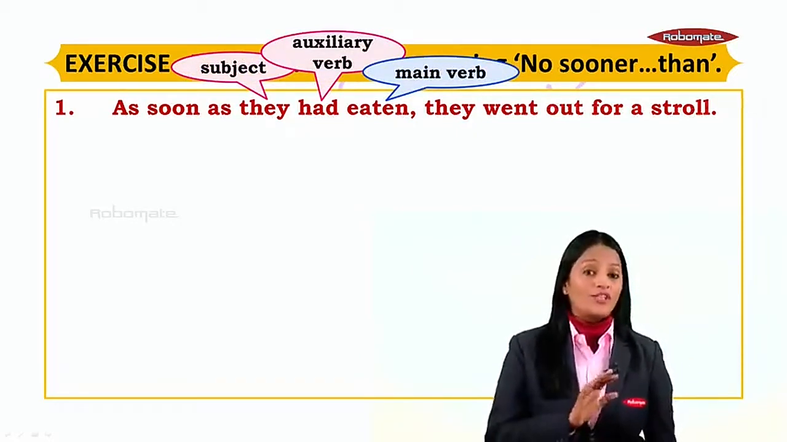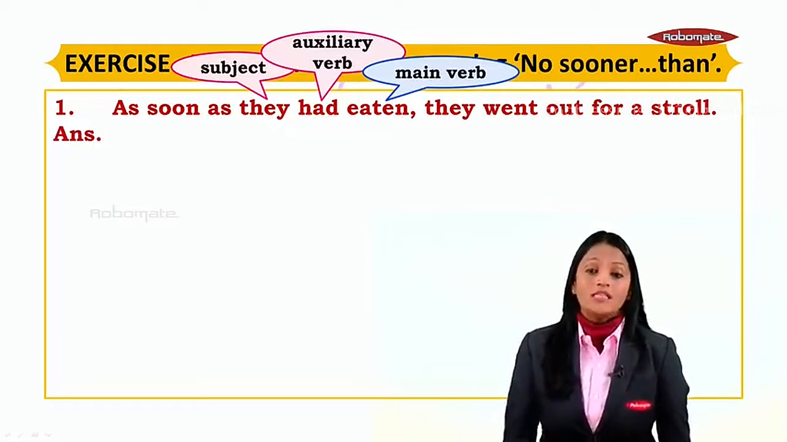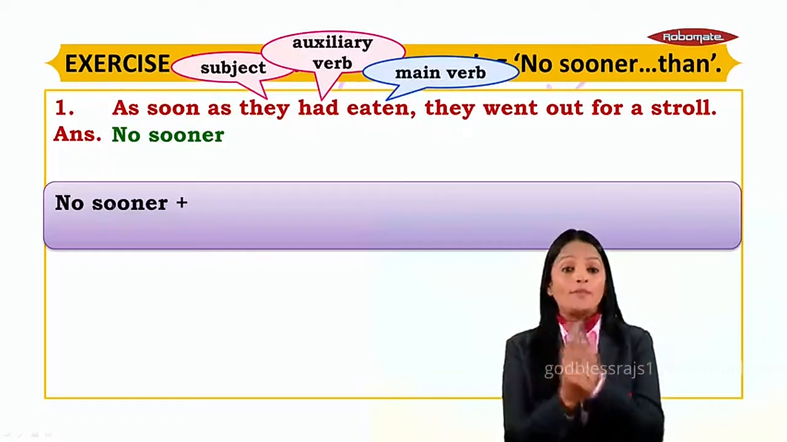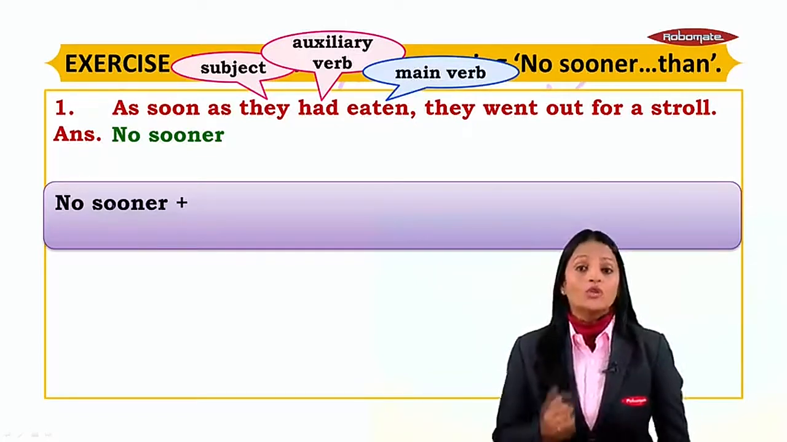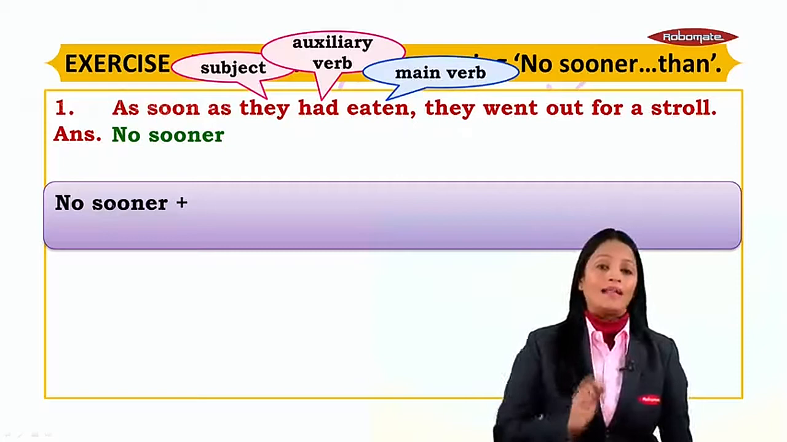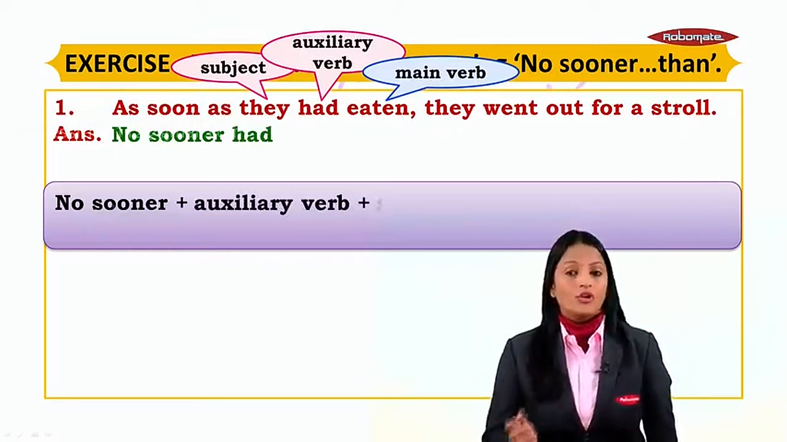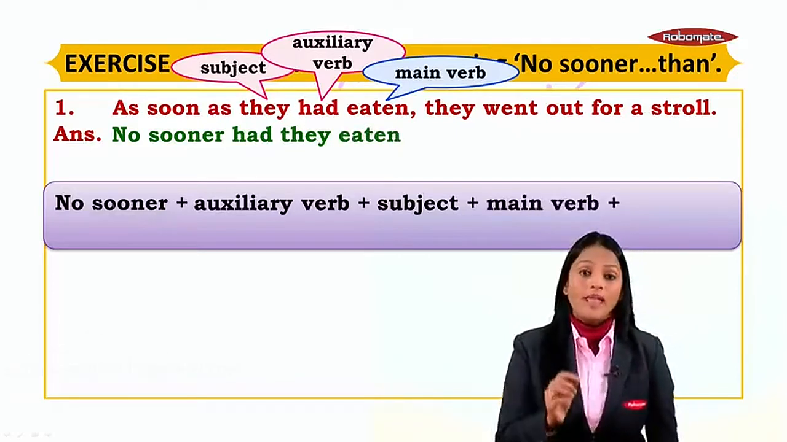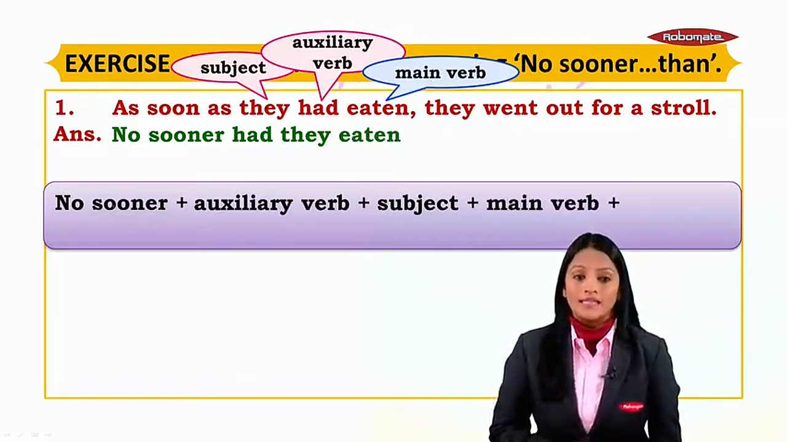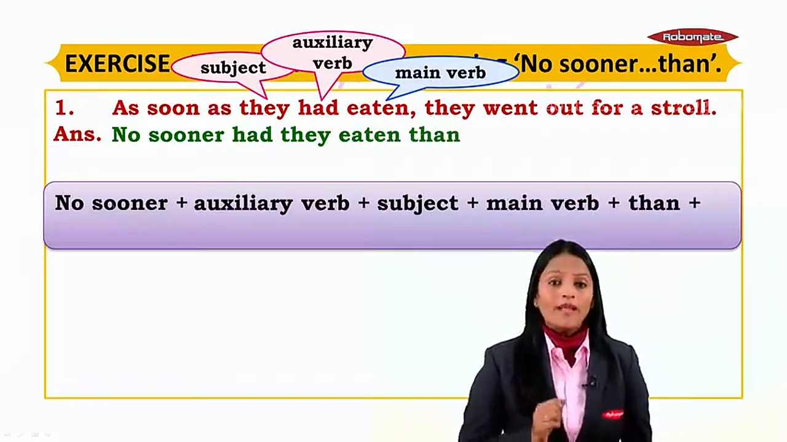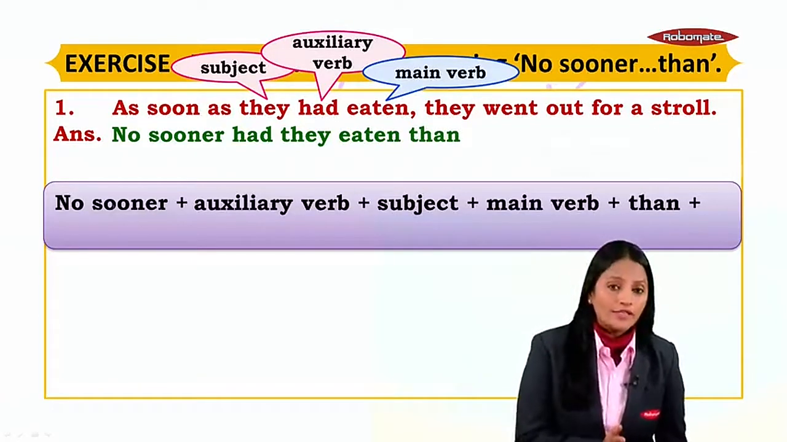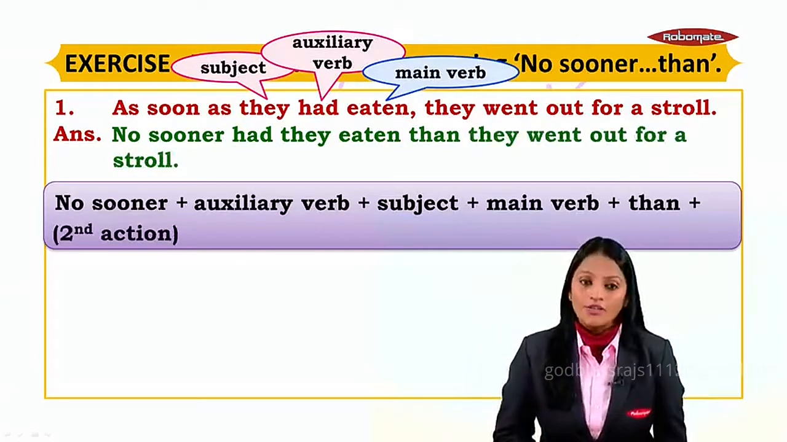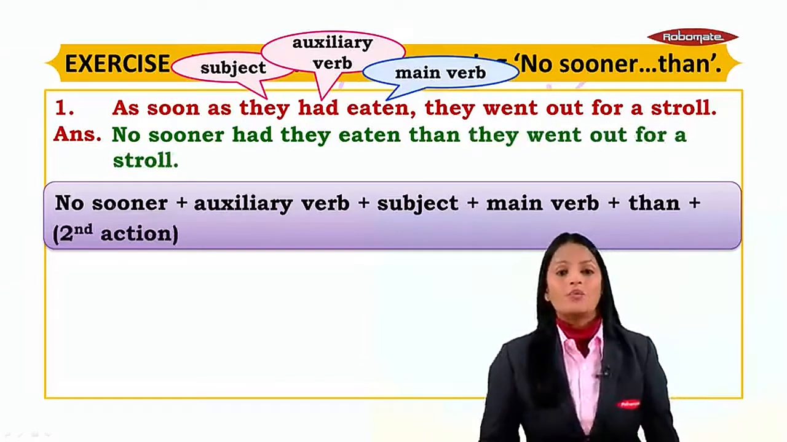Now what do we do? The changes take place in the first part of the sentence. Start the sentence with no sooner. Then we swap the subject and the auxiliary. So they had will become had they. We swap it, so the auxiliary comes first, that is had, and the subject they comes after that. The main verb eaten remains as it is. Then the comma becomes than, and the next part of the sentence remains the same, that is they went out for a stroll. So students, this is how we solve the sentence.